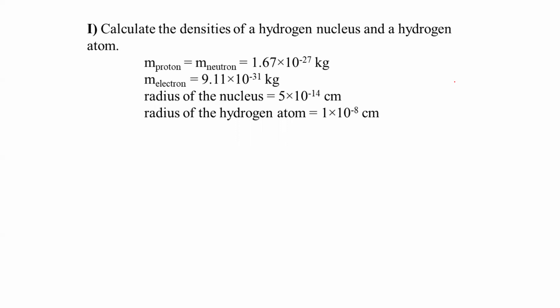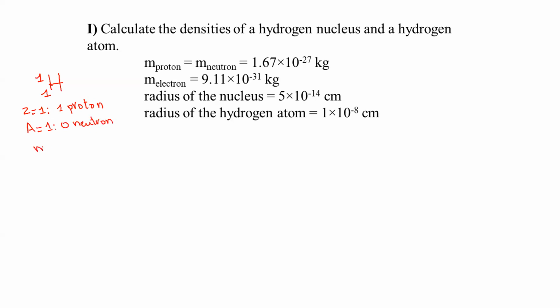Calculate the density of a hydrogen nucleus and a hydrogen atom. So we're talking about hydrogen atom, and we have the mass of the proton, the mass of the neutron, the mass of the electron, as well as the radius for the nucleus and the hydrogen atom. So if you look in the periodic table for hydrogen, we have Z equal to 1, and the mass number equal to 1. So Z equal 1, so we have 1 proton. And A equal 1 means 0 neutron.